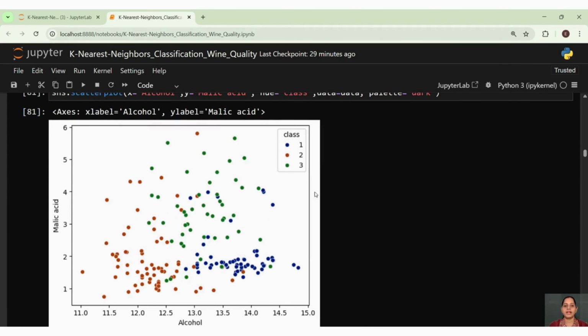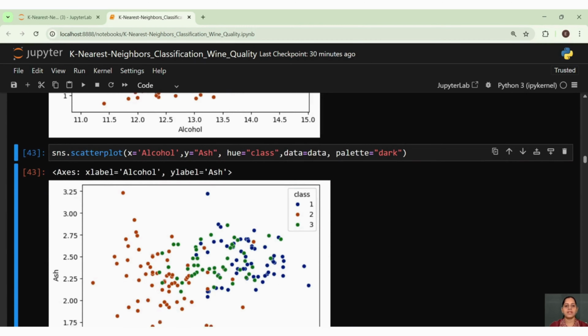If I'm going ahead, you can see that class 1 is present in a bit of an overlapped condition. However, my class 2 is better, and my class 1 is scattered completely. It's not closely packed, it's scattered completely. So that is my alcohol and malic acid.